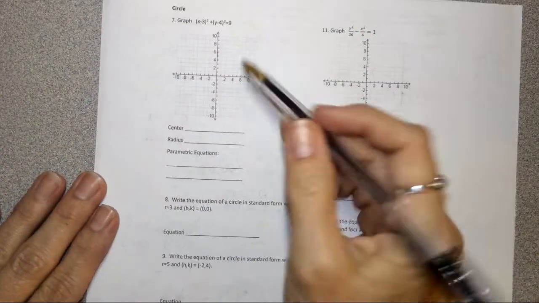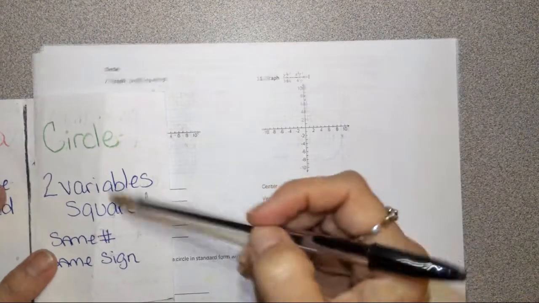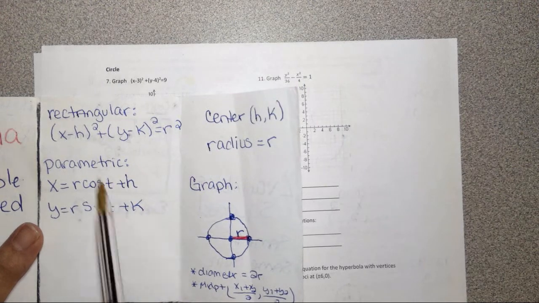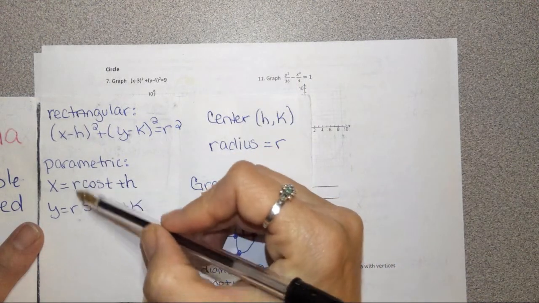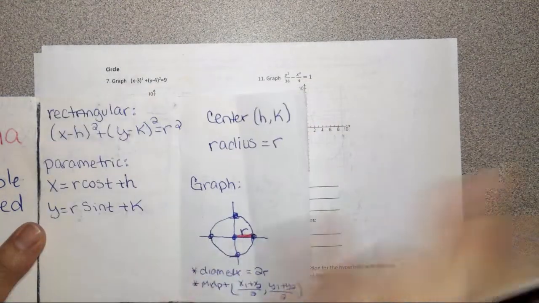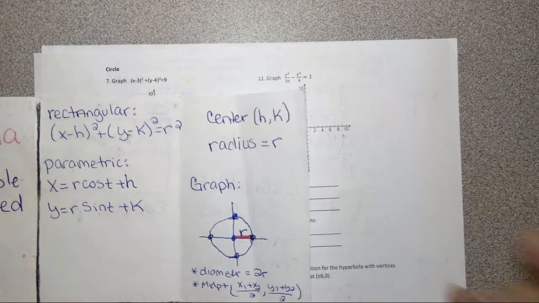Okay, I'll turn my review over, and now we're looking at circles. So I look at the circle part of my foldable now. For circles, both variables are squared. This is my rectangular formula. This is my parametric formula. For your parametrics, the r's both go out front. That's why it says it's the same number out front. They're both going to be positive. It always equals r squared.